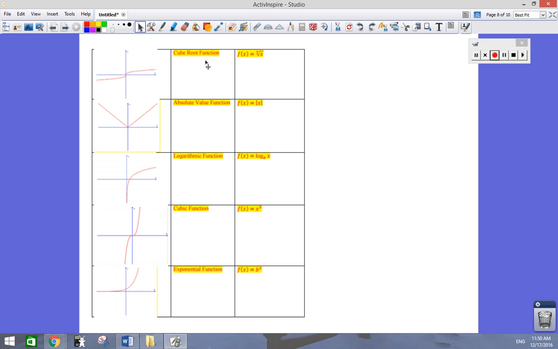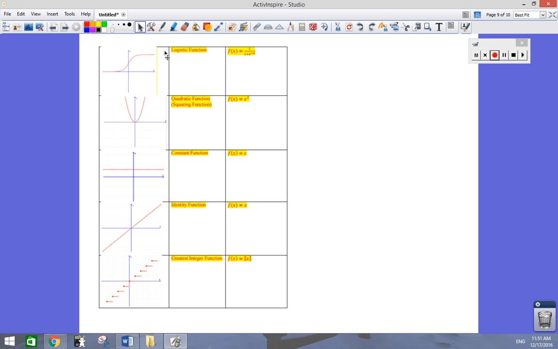You have your cube root function. You have your absolute value function. You have your logarithmic function. You have a cubic function. You have an exponential function. You have a logistic function. You have a quadratic function.